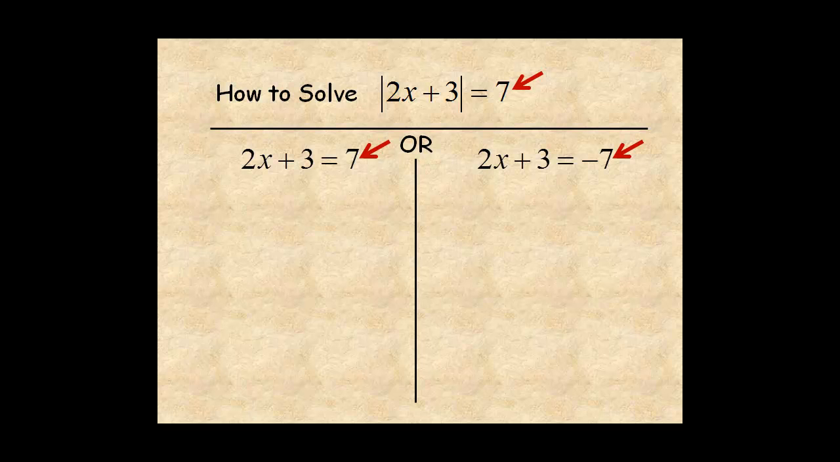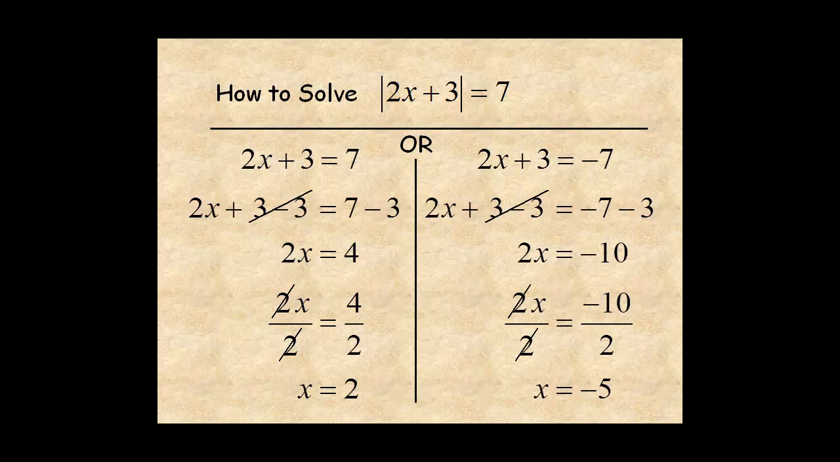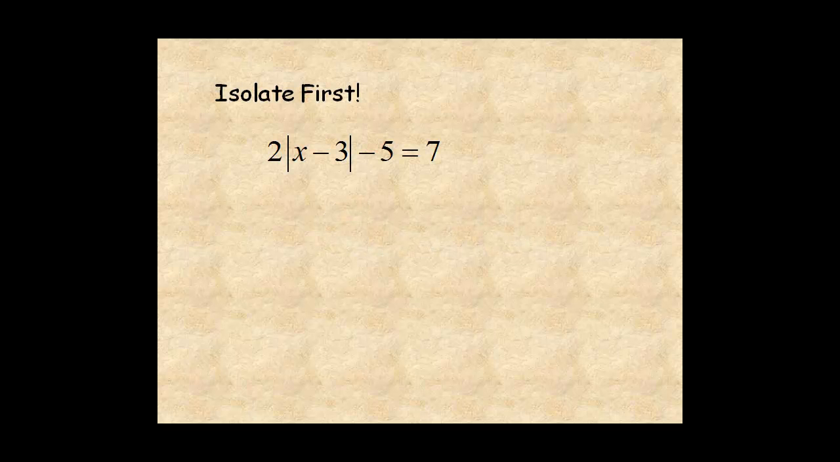Once you have written the two equivalent equations, solve each one. You should always have two different solutions. Be sure to check your solutions. If an absolute value equation has terms or factors outside the absolute value symbol, the absolute value expression needs to be isolated on one side of the equation before you write the two equivalent equations.